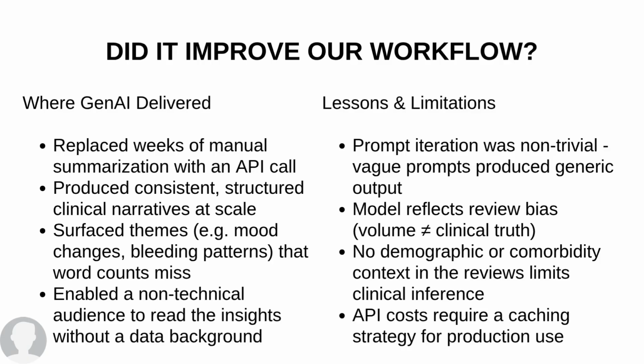On the lesson side, prompt iteration was generally non-trivial. Vague prompts produced generic output, and getting it right took real, deliberate iteration, not luck. The model also reflects review bias. Volume doesn't equal clinical truth, since people with strong reactions are more likely to leave a review at all. The dataset's lack of demographic or comorbidity context limits how far you can push clinical inference from this alone. And practically, API costs require a caching strategy if you want to use this in production rather than just in a one-off notebook.